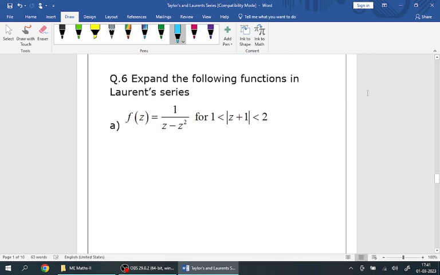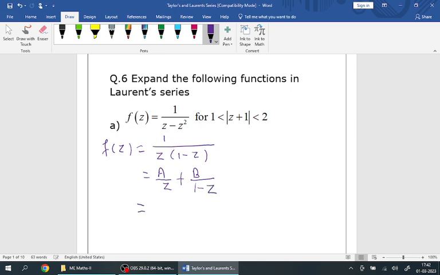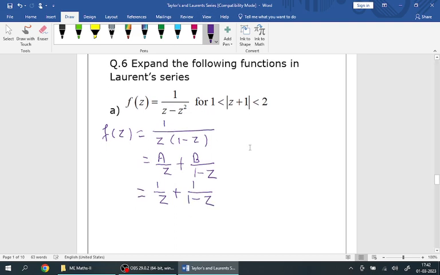Next one, question number 6. If you observe here, we have f(z) equal to 1 upon z into 1 minus z, which is a by z plus b upon 1 minus z. So find out a. If you replace z by 0, it is 1. So 1 by z. If you replace z by 1, it is also 1. So both a and b are coming 1 only. So up to here, yes, the partial fraction is done.